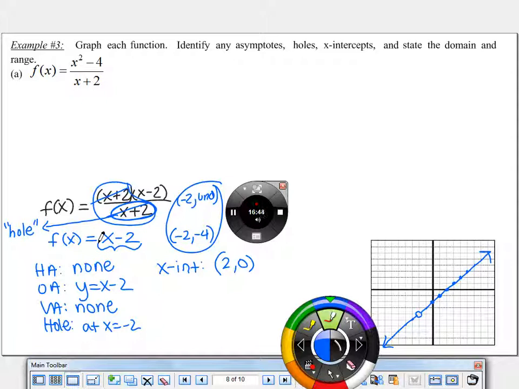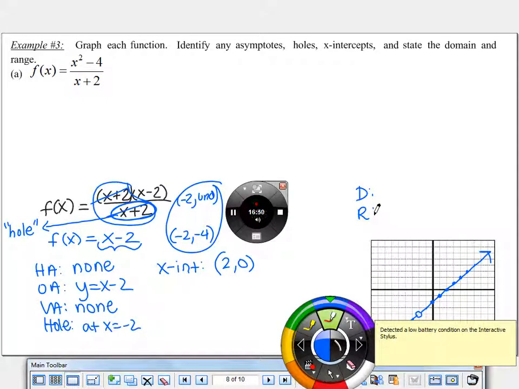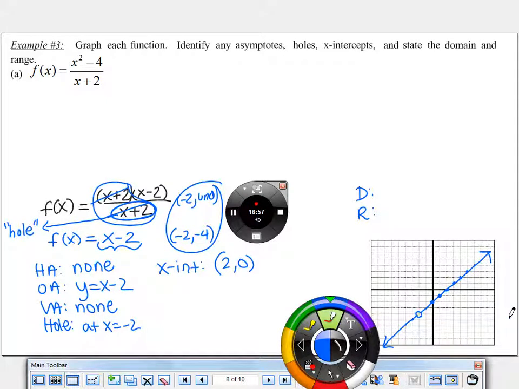Questions? Okay, what about domain and range of this graph? What's domain? All real numbers except -2, so we can just say x cannot equal -2. And what about the range? All real numbers except -4, right? Because of our stinking hole right there. So y cannot equal -4.